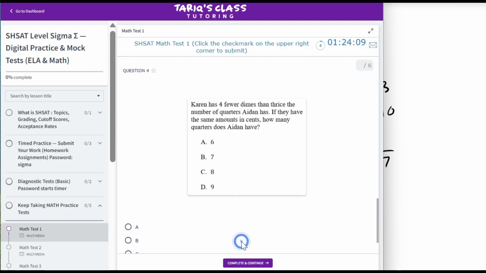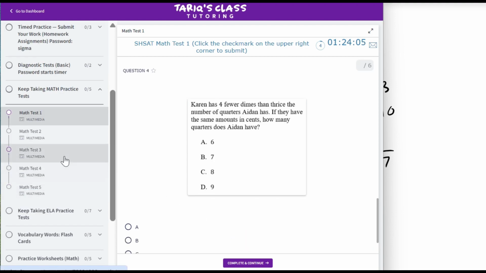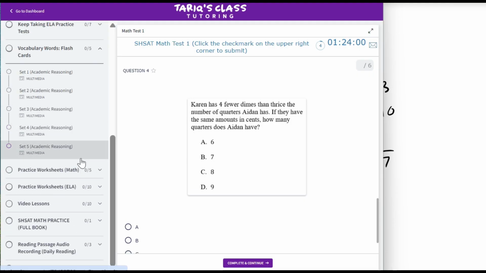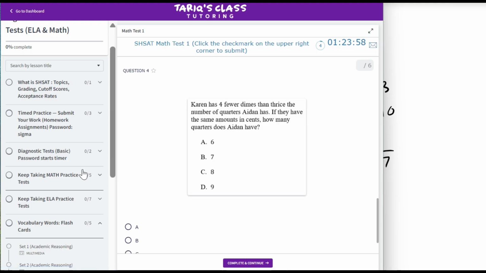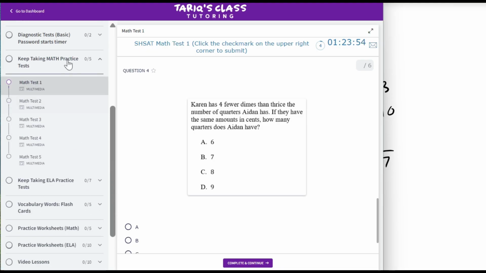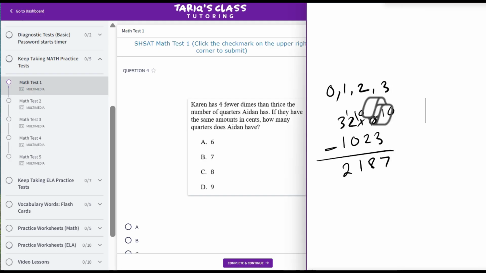We're going to continue. So question number 4. So we have a lot more math tests and practice tests, ELA practice tests, and vocabulary flashcards, and many more things in there. And I keep adding tests. So we have a diagnostic test here too. So we're currently doing the math practice test number 1. All right, so since the time is running, let's go to question number 4.